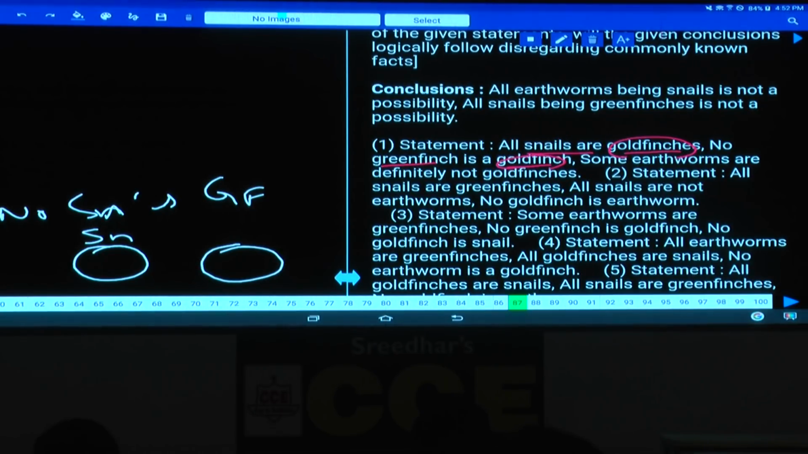Not at least one snail is greenfinch. As not at least one snail is greenfinch, and all snails are greenfinches, is it possible? It is not at all possible. And so I got the answer. It is a possibility. As it is a possibility, we are not supposed to go for an alternate diagram.